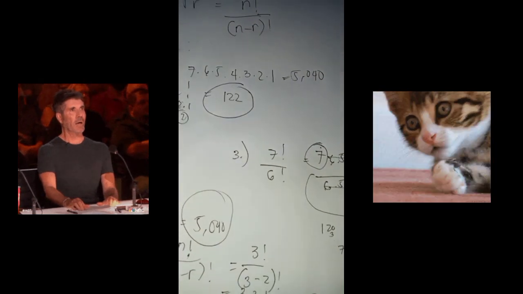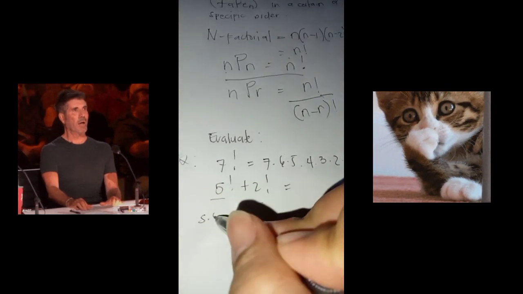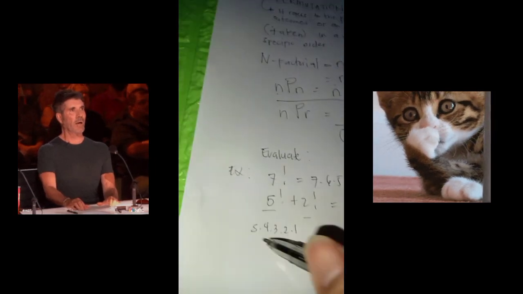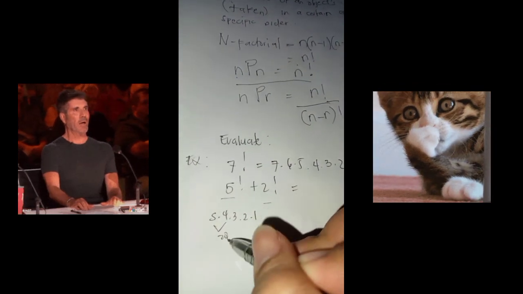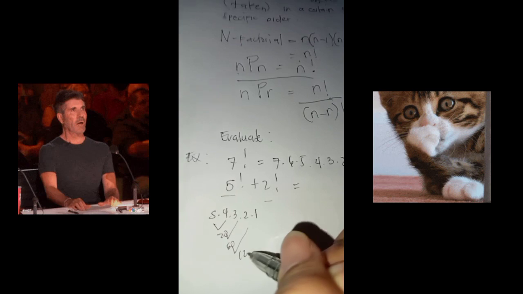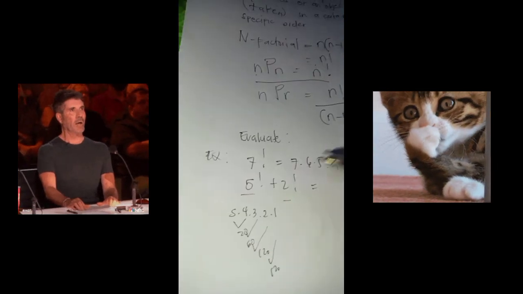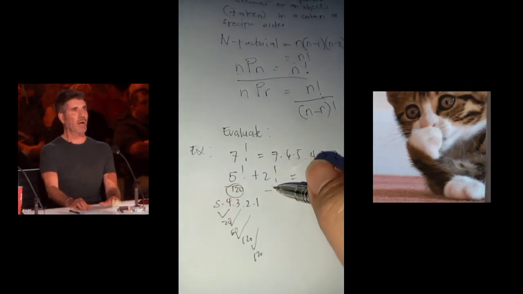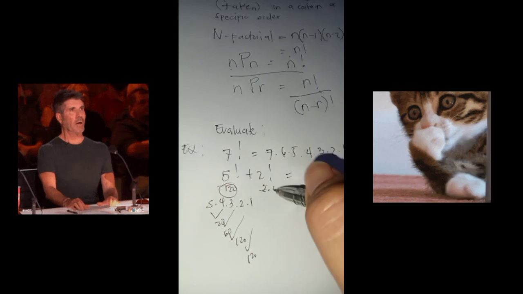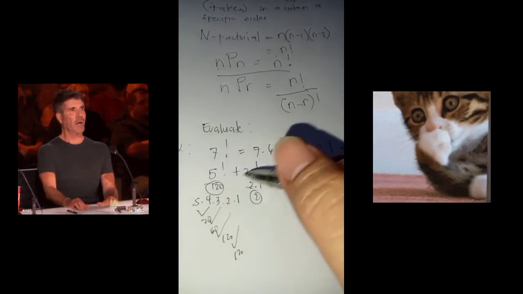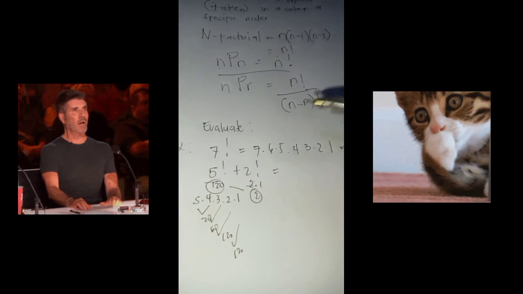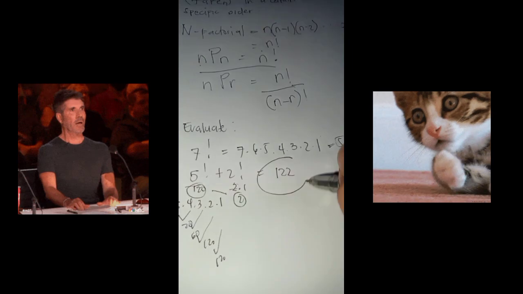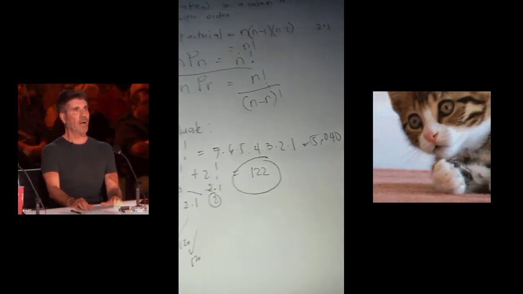Okay, 5 factorial. So 5 times 4 times 3 times 2 times 1. 5 times 4 is 20, times 3, 60, times 2, 120, and times 1, 120. Therefore, 5 factorial has the value of 120, while 2 factorial has the value of 2. 2 times 1 will give us 2. So 120 plus 2 will give us 122, and that is the sum of 5 factorial plus 2 factorial.